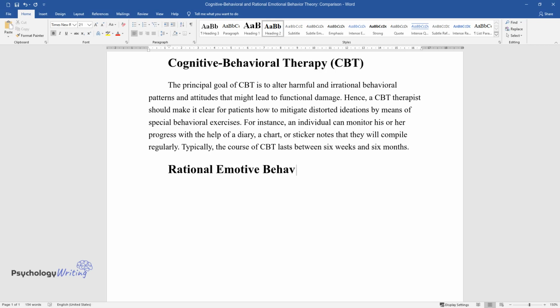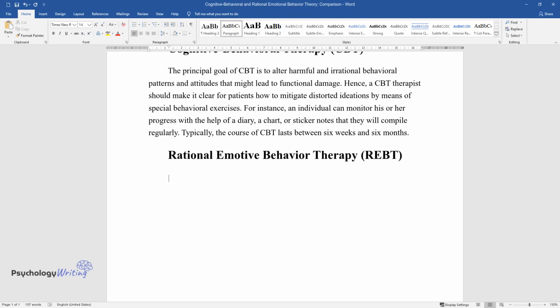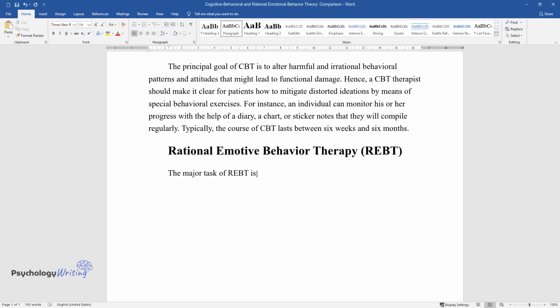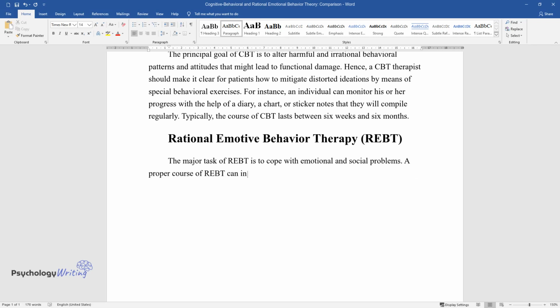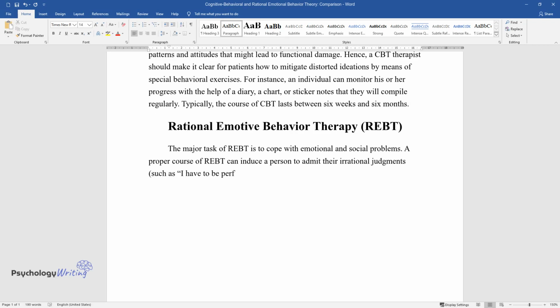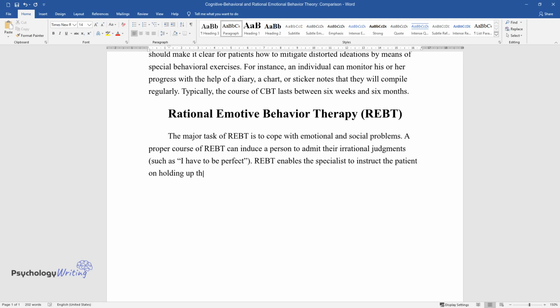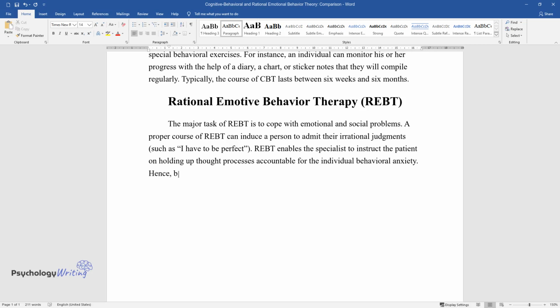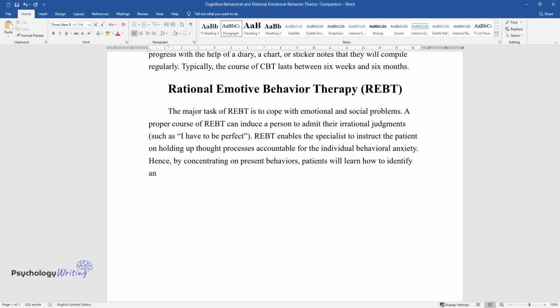Rational emotive behavior therapy, REBT. The major task of REBT is to cope with emotional and social problems. A proper course of REBT can induce a person to admit their irrational judgments, such as "I have to be perfect." REBT enables the specialist to instruct the patient on holding thought processes accountable for the individual's behavioral anxiety. Hence, by concentrating on present behaviors, patients will learn how to identify and confront irrational processes and not let the latter provoke self-destructive behaviors.